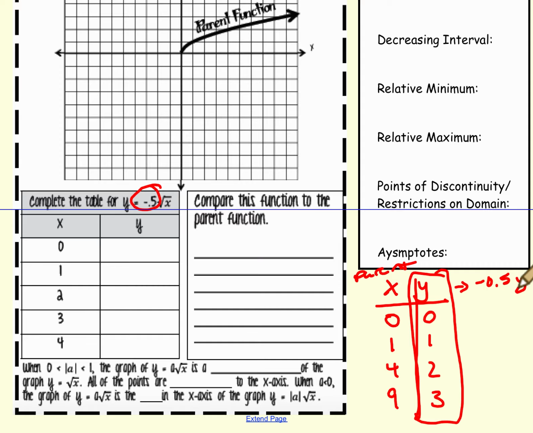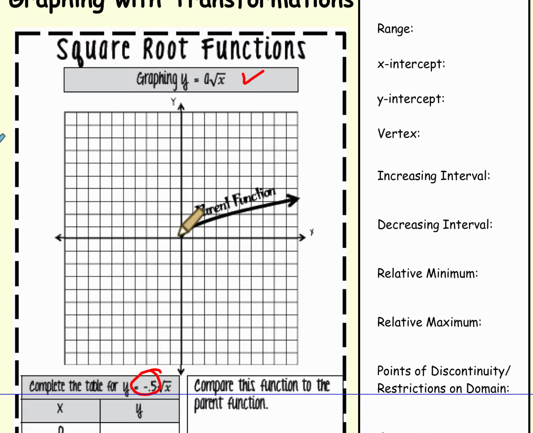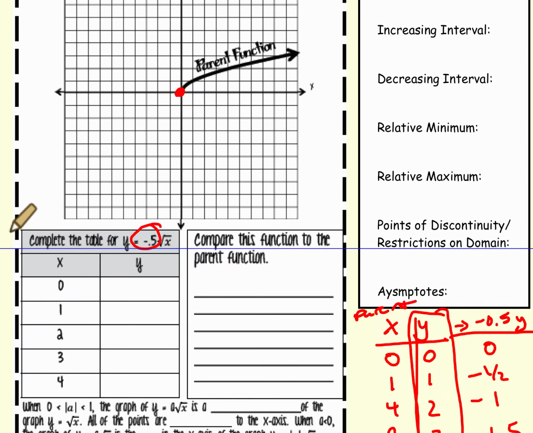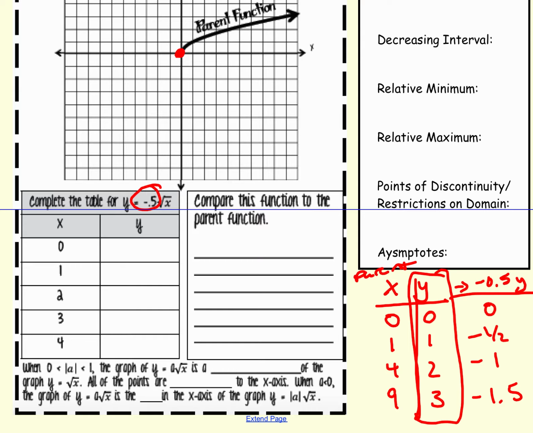So if I take half of 0, I get 0, and the opposite of 0 is 0. If I do half of 1, I get 1/2, and the opposite of that would be negative 1/2. Half of 2 is 1, and the opposite of that would be negative 1. Half of 3 is 1.5, and the opposite of that would be negative 1.5. So now let's go and graph those. I have 0, 0, then negative 1/2 for an input of 1, negative 1 for my input of 4, and when my input was 9, I got negative 1.5.